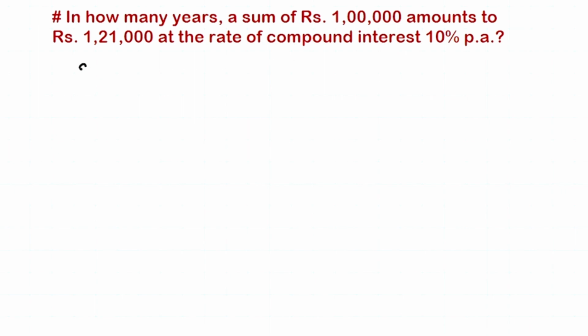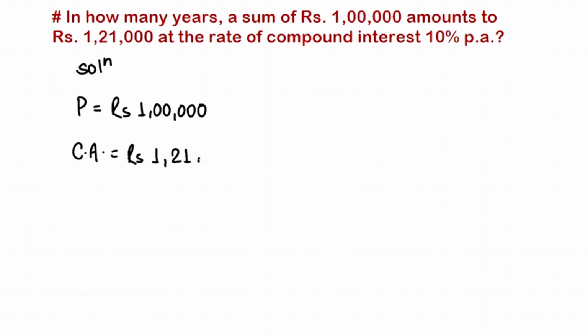So first, let's just write the given things. So we have solution. Our principal amount is Rs 1 lakh, 1,00,000. Our compound amount is Rs 1,21,000. Our rate of interest is 10%. And we need to find the time.